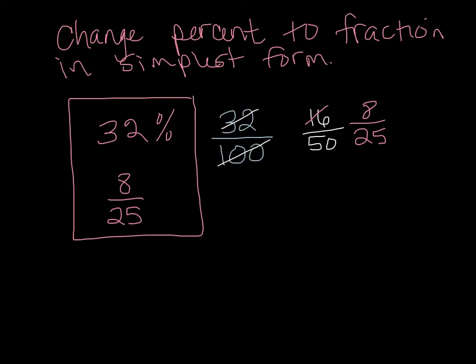And that is how you change a percent into a fraction. You take this 32%, rewrite it as 32 out of 100, and reduce it like you already know how to do. Easy, right? So that's one of the things I'm expecting you to be able to do today. Change it to a fraction and reduce it. So change a percent to a fraction in simplest form means put it over 100, reduce.